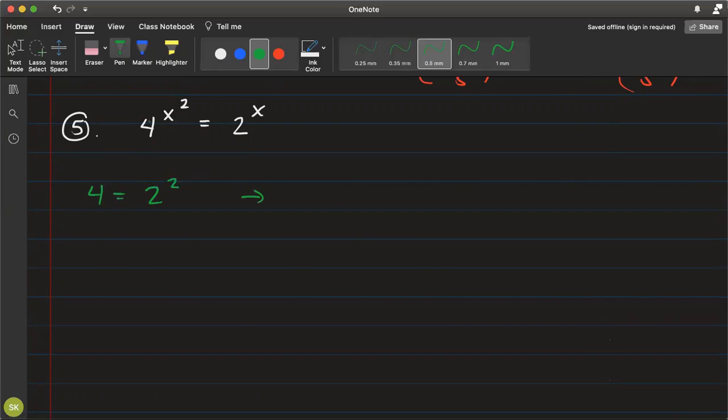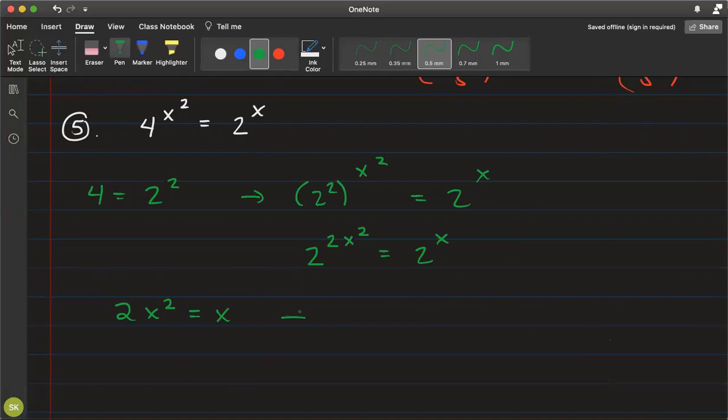And because of that, instead of having this 4 here, so I had a 4 to the x squared, I can put 2 squared. And remember your property with exponents, if you have something raised to a power, then raised to another power, you just multiply these two together. So you get 2 to the 2x squared is equal to 2 to the x. Now we have the same base, so that means 2x squared is equal to x.